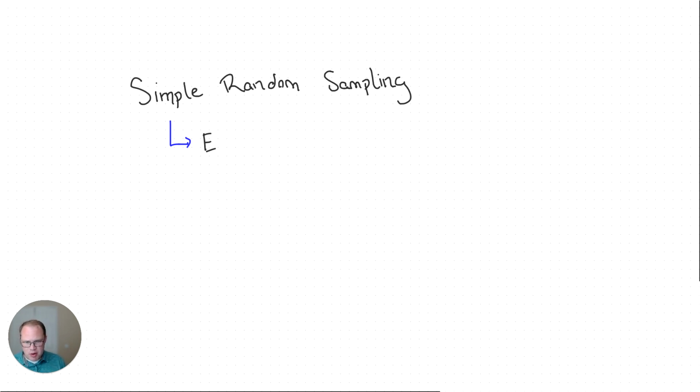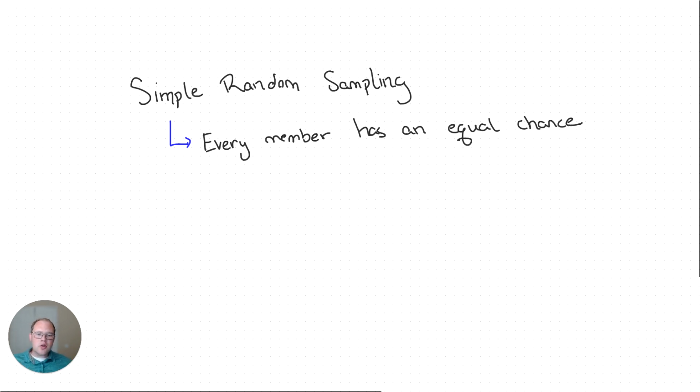So every member has an equal chance of being chosen for the sample. Okay, so if you're in a room full of 100 people and they're sampling, say, 10 people, every member of that population has the same chance of being chosen. All of those 100 people have the same chance. It doesn't matter where you're standing in the room. It doesn't matter how tall you are. None of that. Everyone has the same chance.